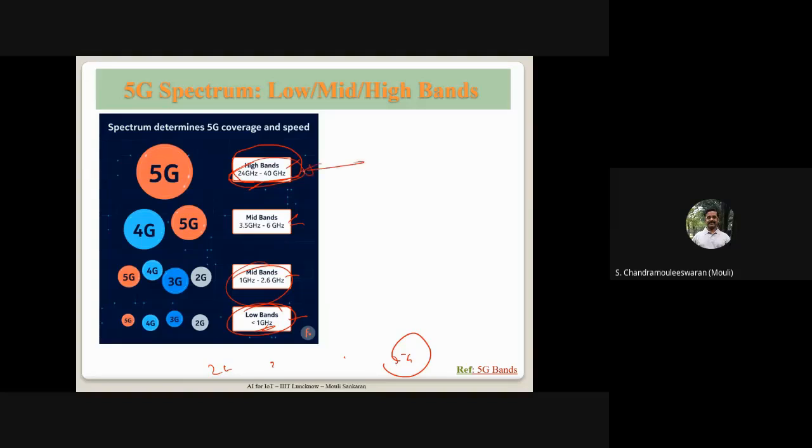Now, as I mentioned, if the frequency is more, you can send more data. So you get a higher data rate. That's why this circle is bigger in shape. As you go up, the circle grows because it can handle a lot of data rate. You can even download an HD film in a few seconds. So 5G represents some new challenges.